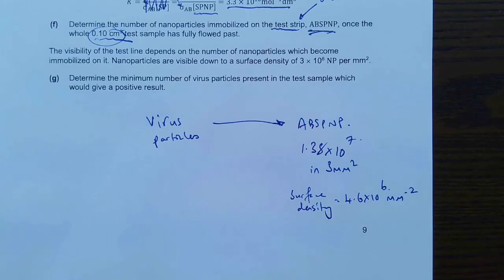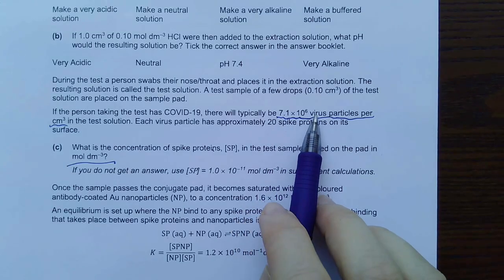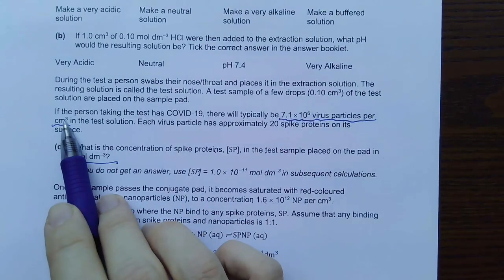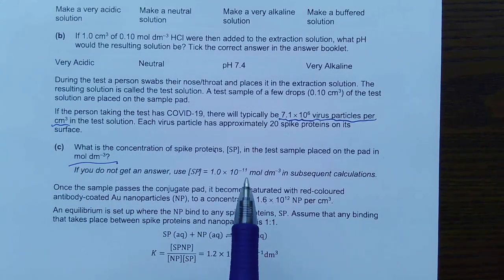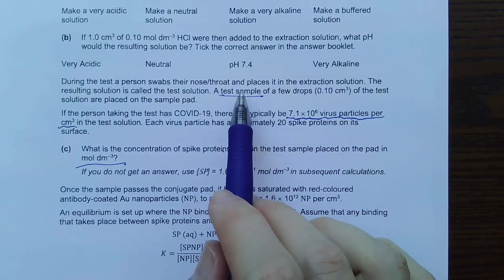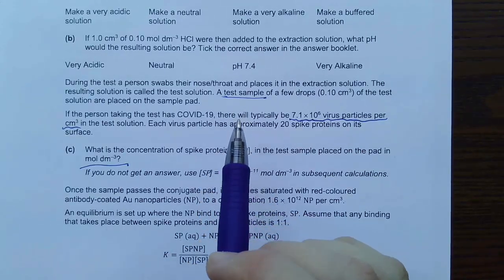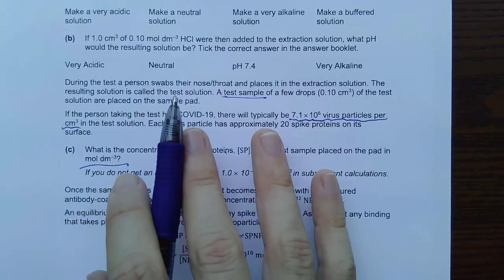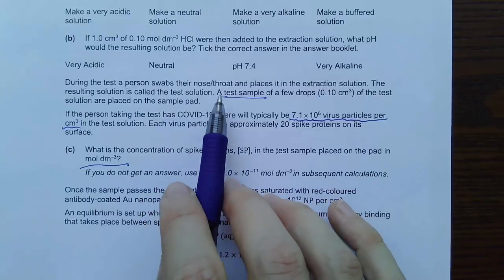Well, if we go all the way back to the very start, we were told there will typically be 7.1 times 10 to the power of 6 virus particles per centimetre cubed in the test solution. But remember, we want the test sample. Honestly, the level of difficulty is, it would take the entire time of the test to really be able to analyse the language in the question to understand exactly what they're asking.